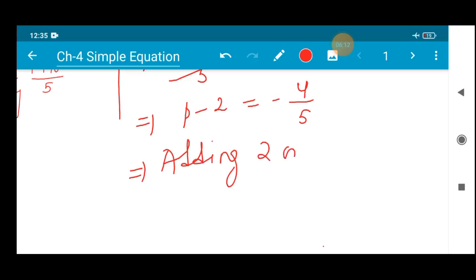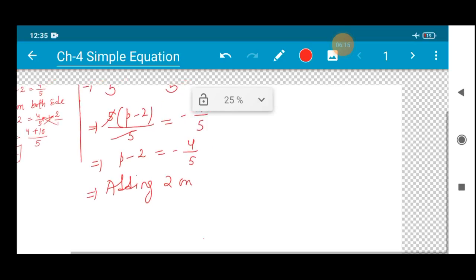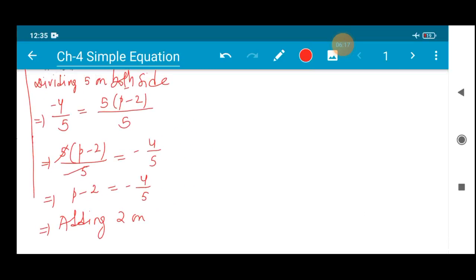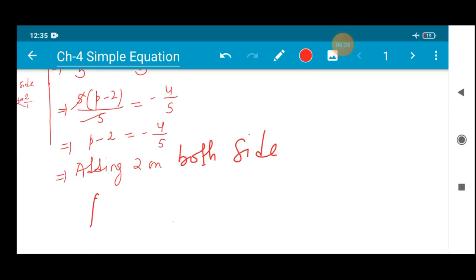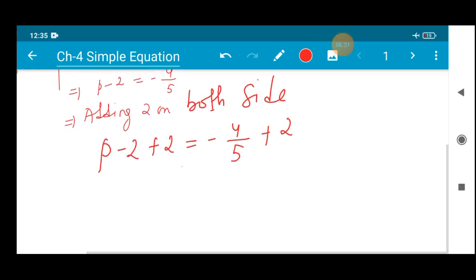Adding 2 on both sides, what will I get? We will be getting p minus 2 plus 2 is equal to minus 4 by 5 plus 2. Now this gets neutralized because minus 2 and plus 2 is 0, so p will be alone there. Now I can take the LCM here.